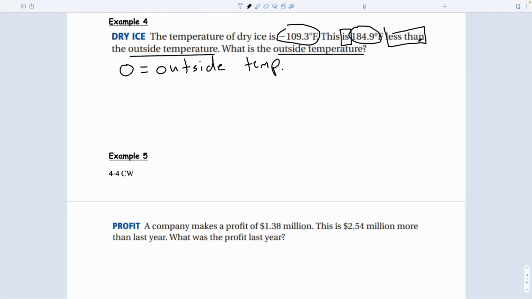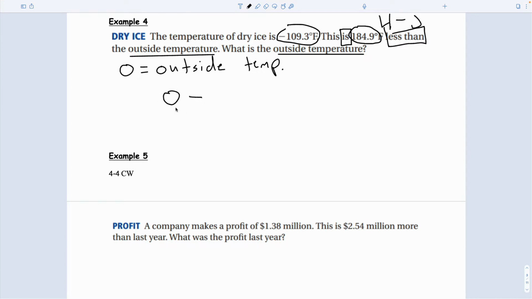Literally, if it is less than, remember what I said about eating donuts, where I had 4 less donuts than somebody. It was Justice. If I had 4 less donuts than Justice, I don't do 4 minus Justice's donuts because that made kind of a weird negative number. If you have the words less than, you flip the 2 numbers. I'm not putting 184.9 first. I'm going to have the outside temperature first. Then put your subtraction sign.